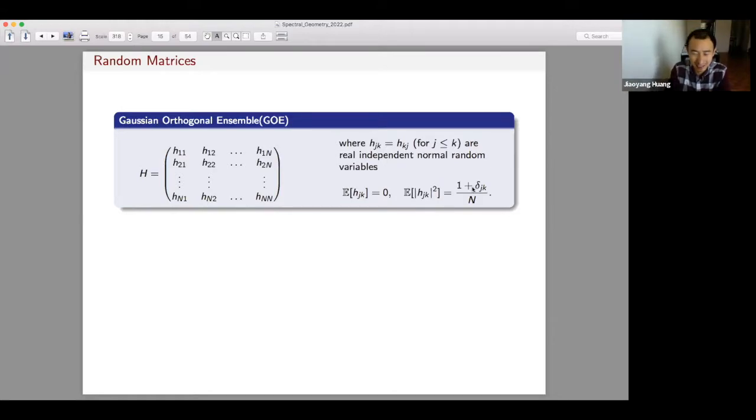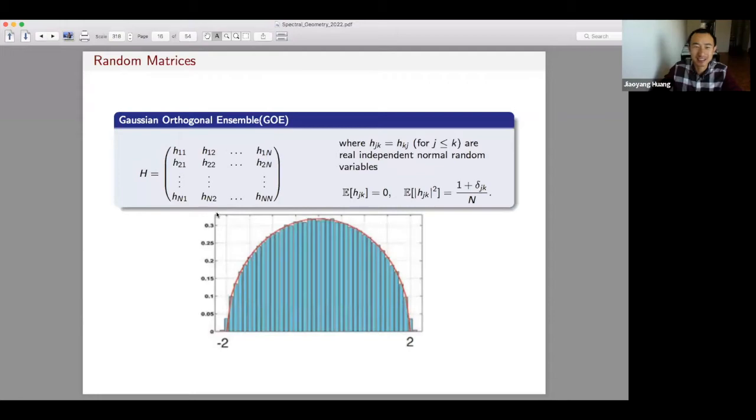The variances are chosen in this way so that if you conjugate this Gaussian orthogonal ensemble by an orthogonal matrix, the law does not change. That's why it's called the Gaussian orthogonal ensemble. Because of this, the eigenvalues and the eigenvectors are decoupled. You can integrate out the eigenvectors and then get the law of the eigenvalues. If you plot the eigenvalues of this Gaussian orthogonal sample, you get a perfect semicircle from minus 2 to 2.